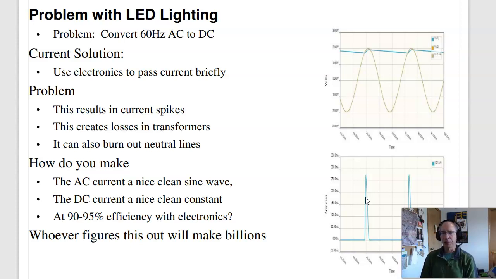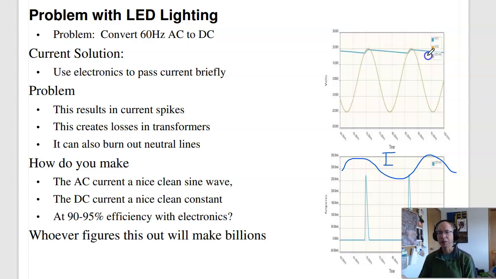The challenge for you is, how do I come up with an AC to DC converter so that from the utility side, the voltage and the current is a nice clean sine wave, 60 Hz. From the LED side, the output current and voltage is a nice clean constant. Do that at 90 to 95% efficiency. Now, one way to do that is to have the AC drive an AC motor that drives a DC generator that drives the light bulb.